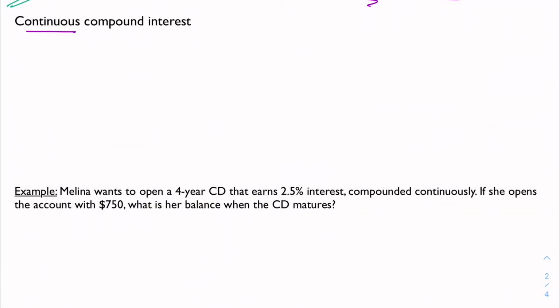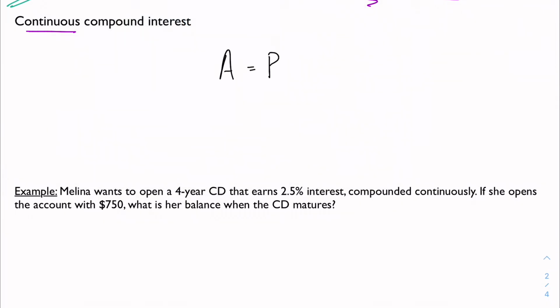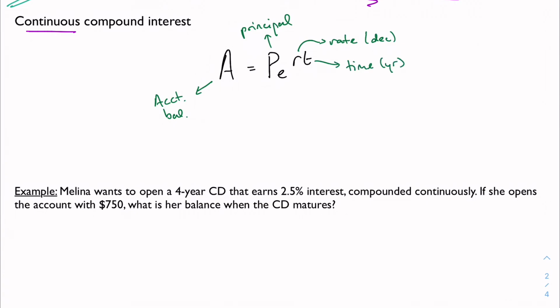The last part of 2.4 is talking about continuous compound interest. We're going to do an activity in class to explain where this formula comes from, but for now, I'm just going to give it to you. Everything means the same as it did before. This is still account balance, this is still principal, this is still my interest rate as a decimal, and this is still my time in years.